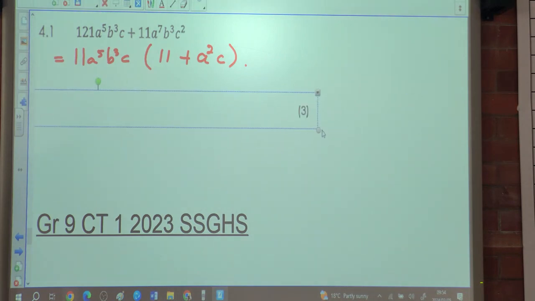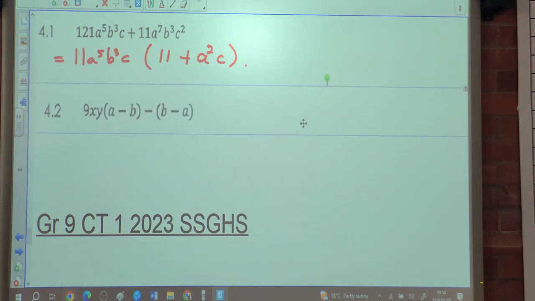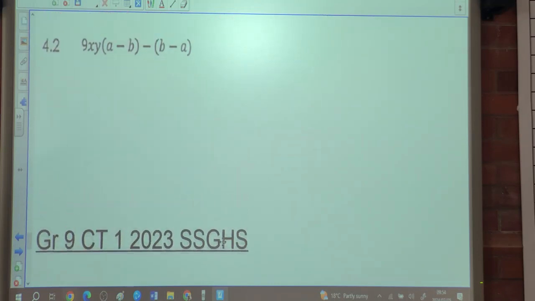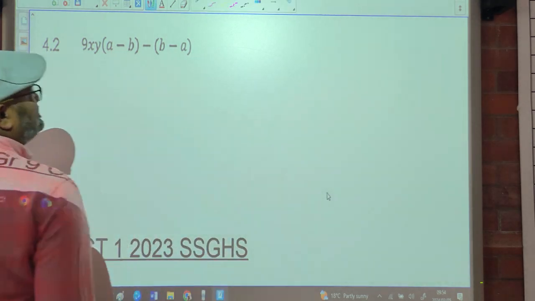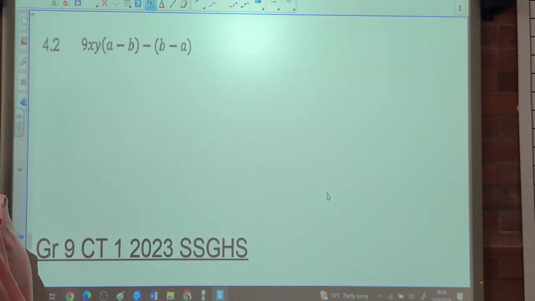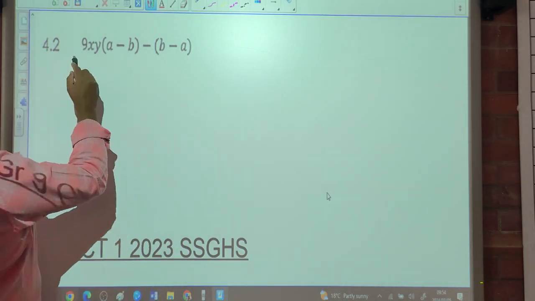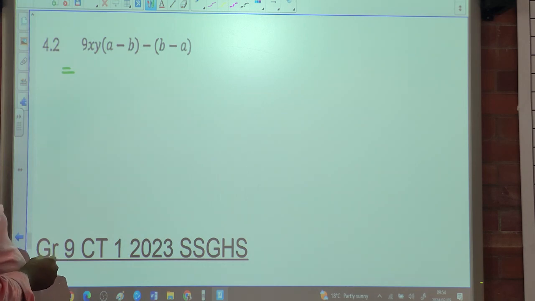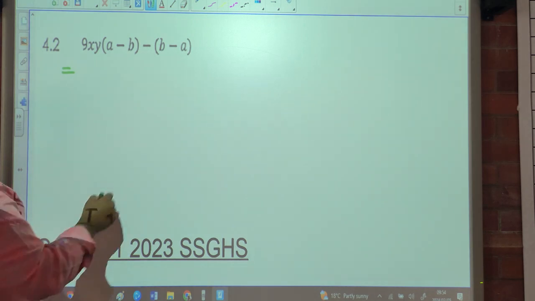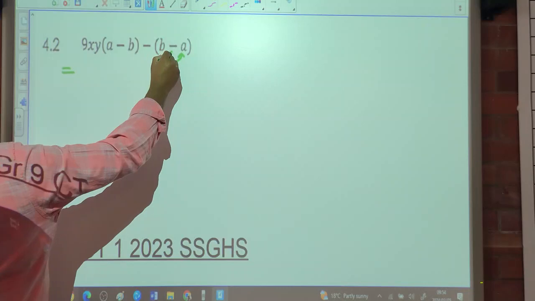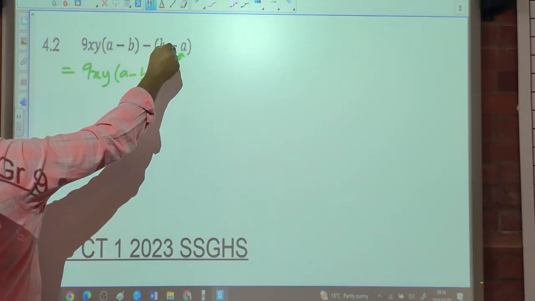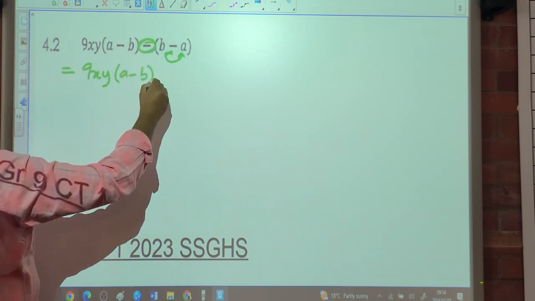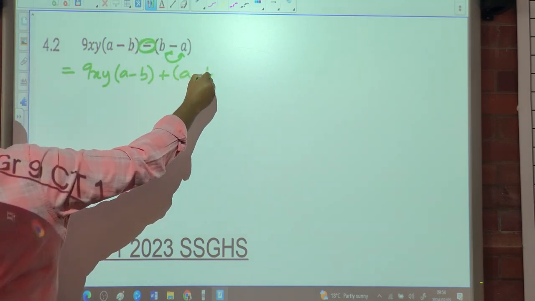Alright, so I know you guys didn't do it yet, but for the benefit of the paper and the recording, we're just doing everything. So 9xy into a minus b, minus, in brackets, b minus a. So is a minus b the same as b minus a? No. So what I need to do is swap it around to get it the same. So it's going to be 9xy into a minus b. If I swap this around, a negative comes out, making that negative a positive a minus b.